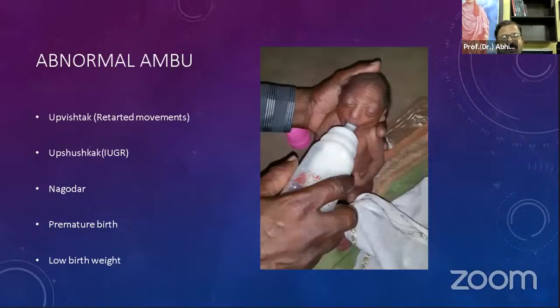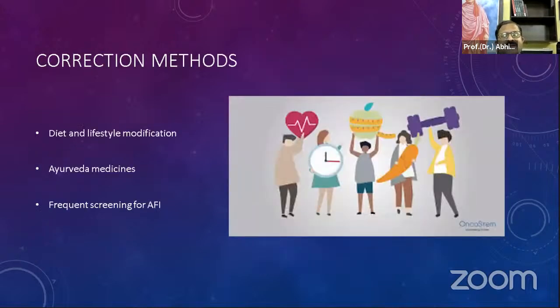but if it is not getting properly, it cannot move. Even upashushka, if the amniotic fluid is not properly maintained in quantity, upashushka means IUGR, that is intrauterine growth retardation. It means whatever the expected growth of that child is, it is not achieved. Okay, so nagodar, premature birth, low birth weight. These are all the clinical conditions related to the ambu, and that should be corrected with some sort of treatments like diet and lifestyle modification.